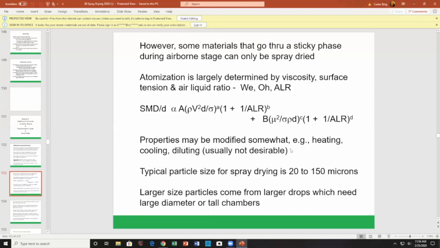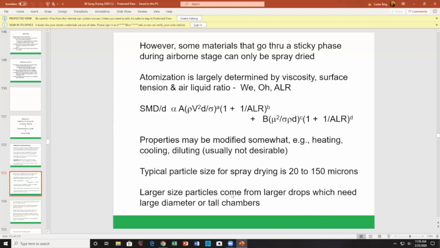Properties can be modified somewhat. I mean, surface tension is pretty well fixed. Can't vary that too much. Viscosity you can change due to temperature. You can run hot versus running cooler. Properties may be modified somewhat, either by heating or cooling. Diluting usually is not desirable, right? Typical particle size for spray drying is 20 to 150 microns.